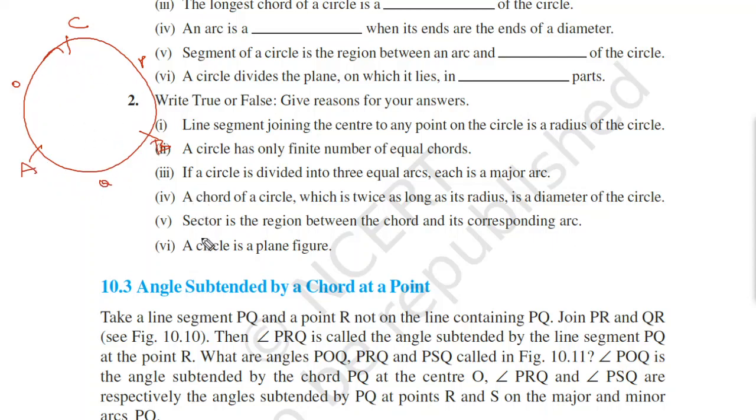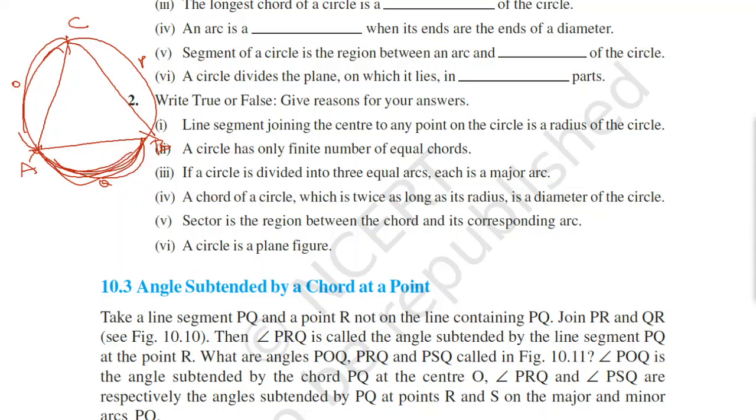Now a circle is divided into 3 equal arcs. Each is a major arc. Can we say each is a major arc? No, each arc cannot be a major arc. For arc AB, the major arc will be ACB. So each arc is not a major arc. Each arc is an equal arc. You can give this as the reason.